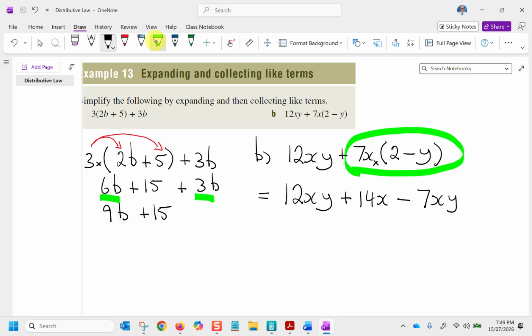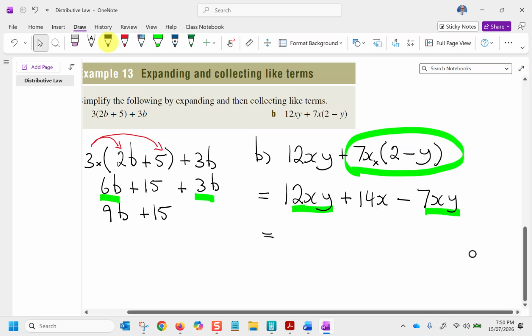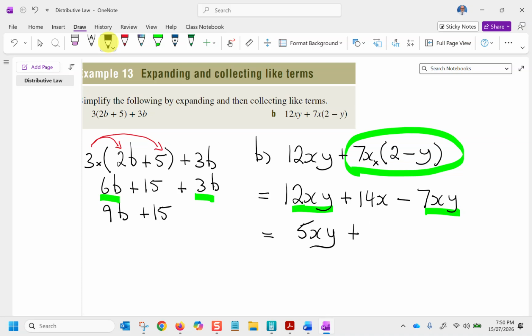Now I have to compare like terms. This first part has a number multiplied by xy. This last term also has a number multiplied by the same letters x and y. These two are like terms. So I can combine them. 12 of those take away 7 of the same thing. 12 take 7 is 5 of those xy terms plus the 14x.